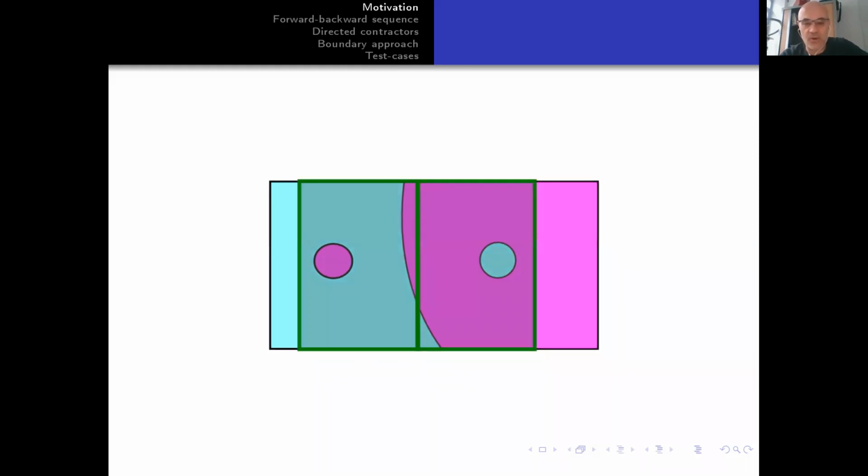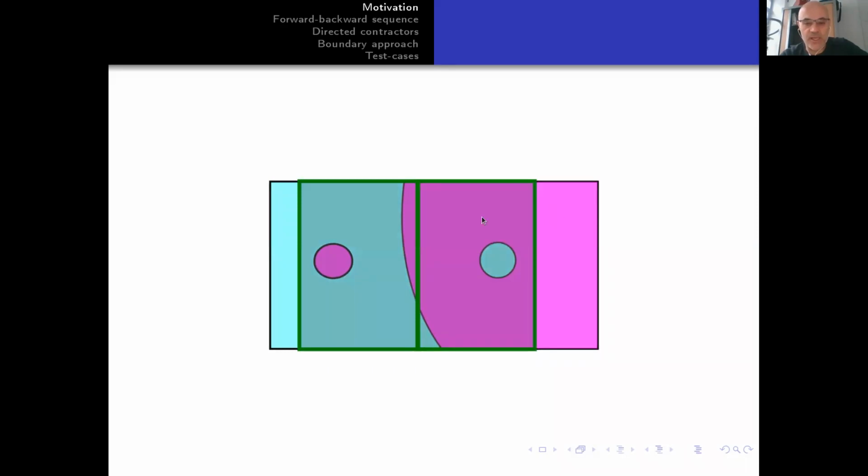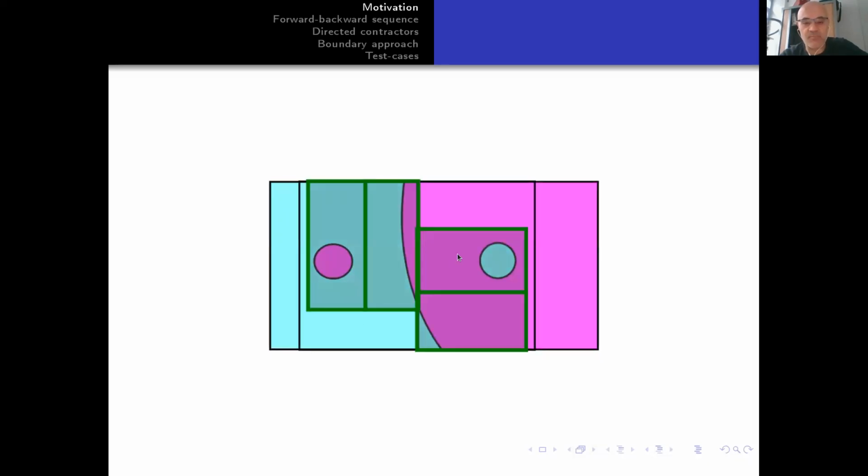So we have a contraction and then a bisection here. After, we generate two boxes with contraction from inside and from outside, and then bisection and contraction and so on. So we produce a tree with boxes, and usually we memorize magenta and blue boxes and also yellow boxes, and we want to do better than this.